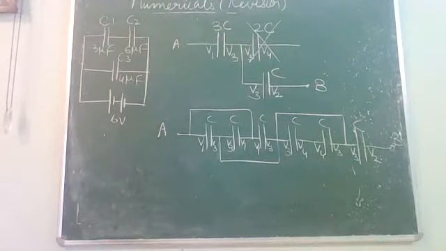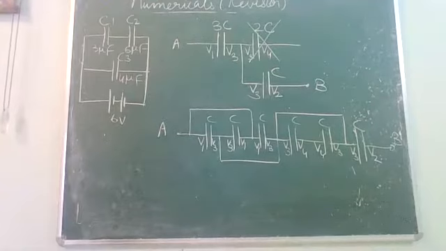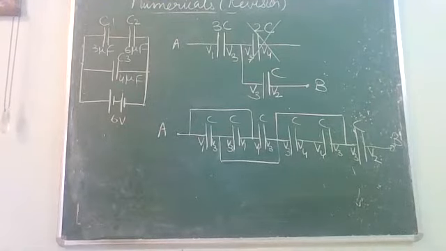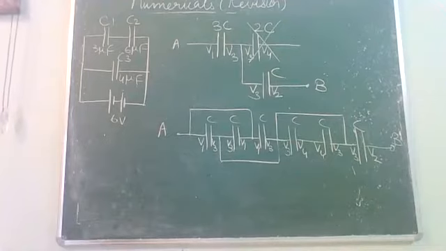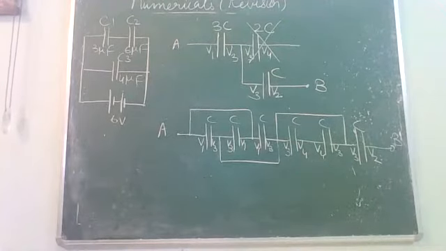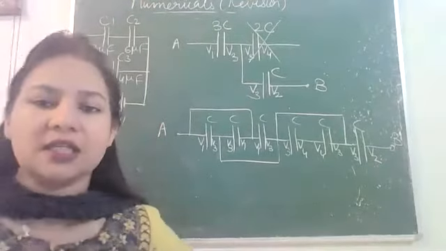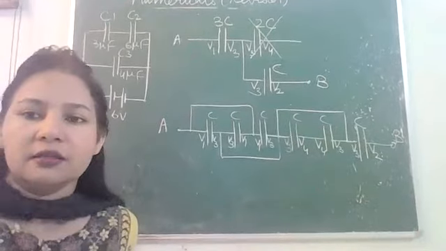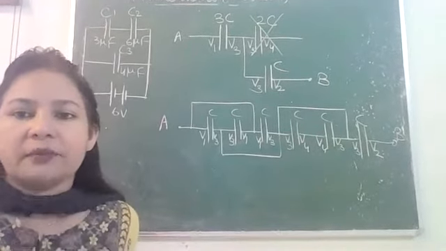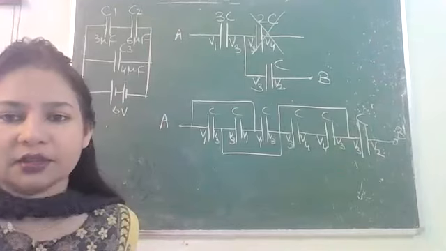So how will we find it? You are given C and V, so which convenient formula will you use here? Half CV square, where C is the equivalent capacitance of the network. So find the equivalent capacitance of the network and use half CV square. Tell me what is the answer. First, I am waiting for your answer. What is the equivalent capacitance of the network here?